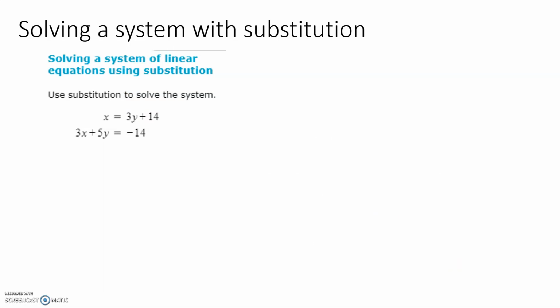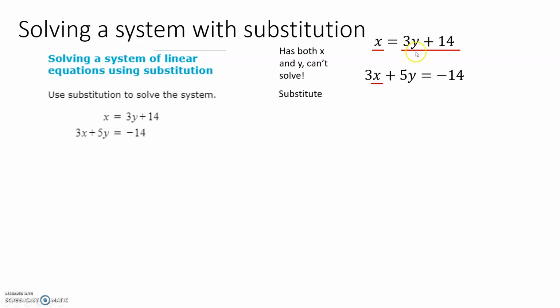This one's a little different. Notice that it is solved for x instead of for y. It's going to be the same basic process. We are going to take what x equals and plug it into this equation and solve. So we take x, which equals 3y plus 14, and plug it into the second equation. So instead of x, we'll write what it is, which is 3y plus 14. So 3 times x, which is 3y plus 14, plus 5y equals -14. Sorry about that.